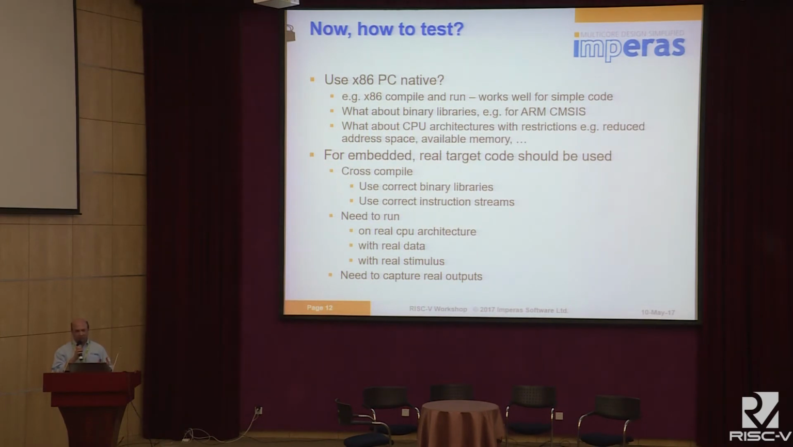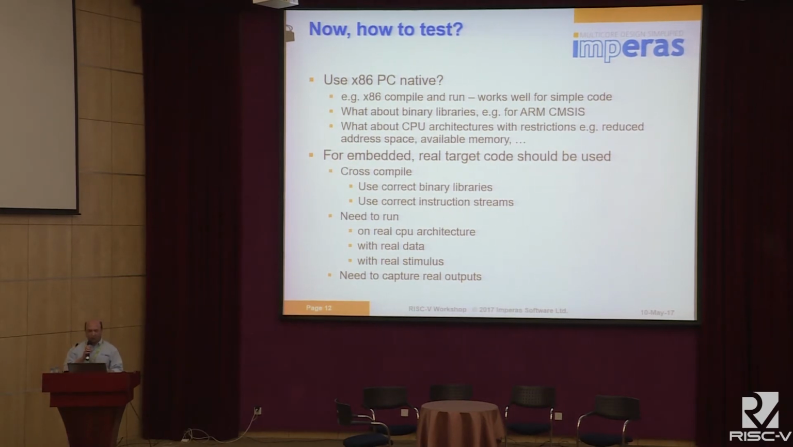So if you're going to do actual testing, you've got to run on the actual device, or you need to run on a simulation of that. And then you've also got different things with binary libraries, with CPU architectures with restrictions. So for embedded, real target code should be used. By real target code, we mean code that is compiled for the target, that uses the correct binary libraries, uses the correct instruction streams. So you need to run on the real CPU architecture, you need to run with real data, you need to run with real stimulus, capture real outputs. So those are the requirements. And now how to do that.